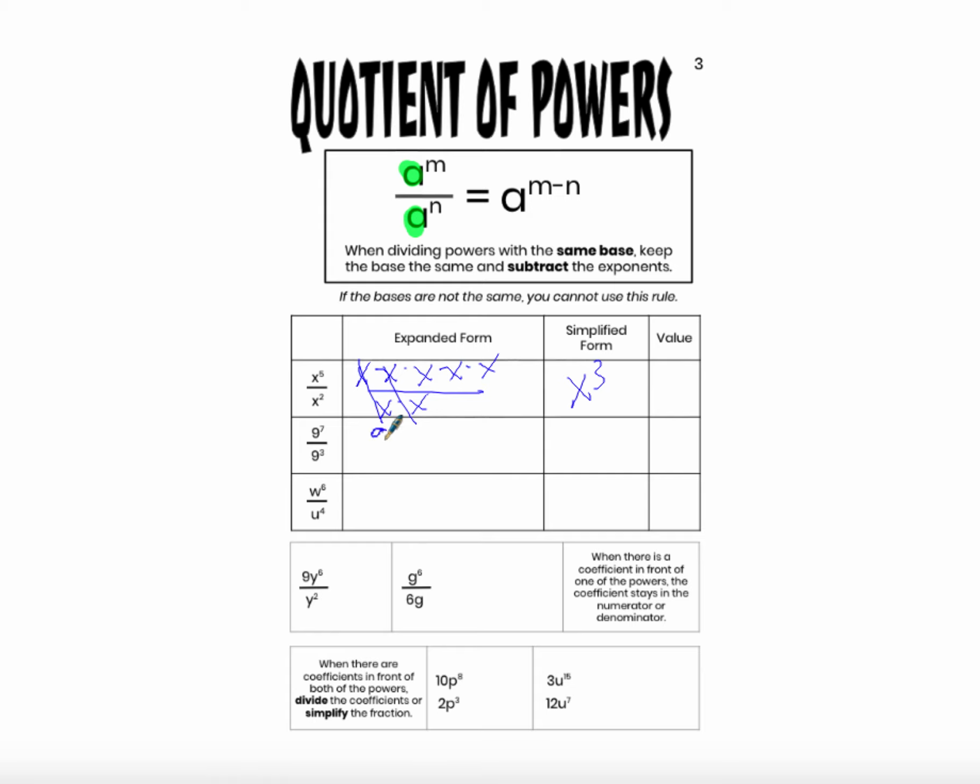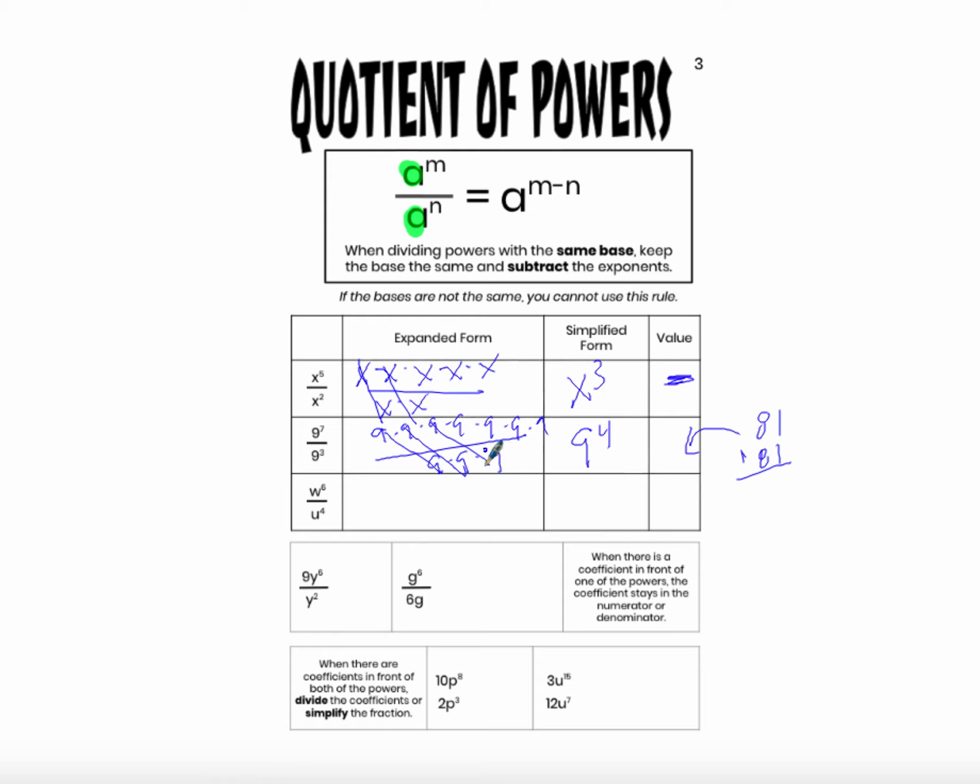9 to the 7th over 9 to the 3rd. I can cross out 3 pairs. 9 divided by 9 is 1, 9 divided by 9 is 1, 9 divided by 9 is 1. That leaves me with 9 to the 4th, which I do not know what that value is. Whatever 81 times 81 is would go right there.